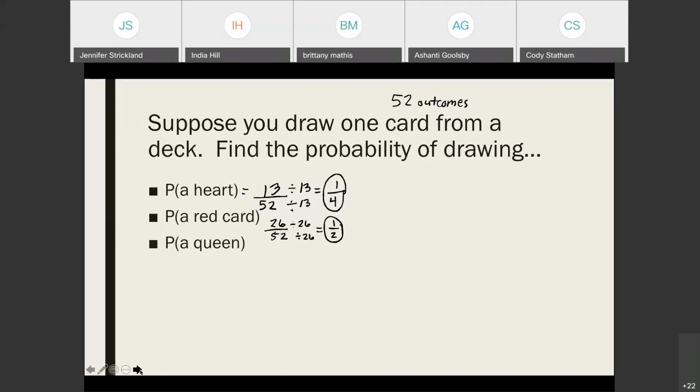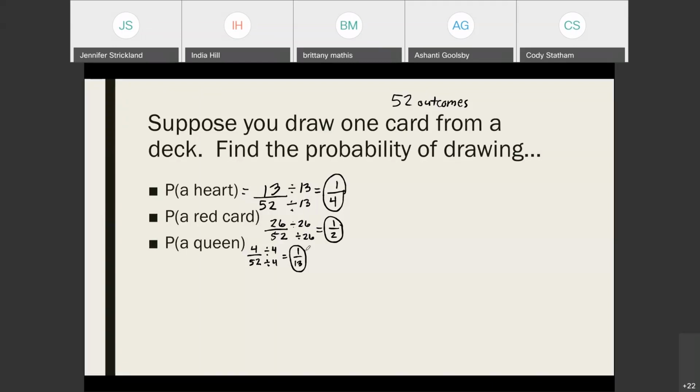All right, what about the probability of drawing a queen? Again, out of 52, how many queens are in your picture? 4. 4, good. So we're going to do 4 out of 52. Again, divide top and bottom by 4 or do it on your calculator and you should get 1 out of 13. Okay, is everybody okay so far?